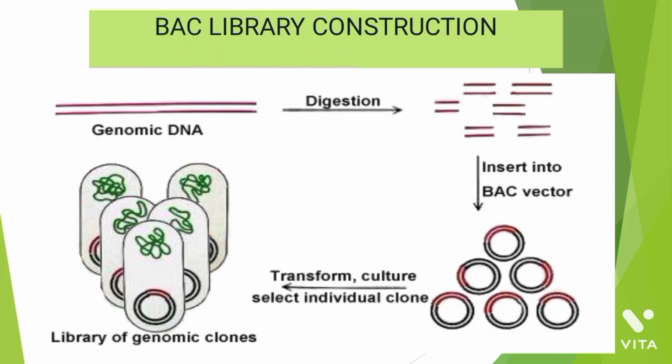This is the BAC library construction process. Genomic DNA is obtained from the cell. Through the digestion process, this genomic DNA is fragmented into small fragments. Then these small fragments are inserted into the BAC vectors. Now these recombinant BAC vectors are transformed into the host cell. And of these host cells, some are recombinant ones, some are non-recombinant. Through plating, through selectable marker genes, we can identify which cells are recombinant and which cells are non-recombinant.